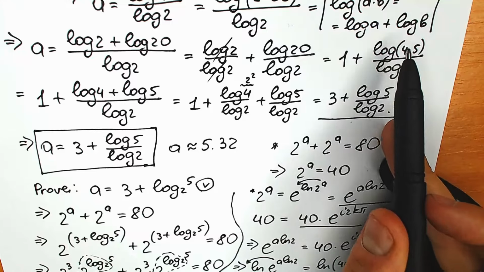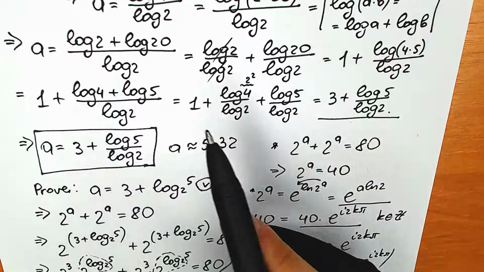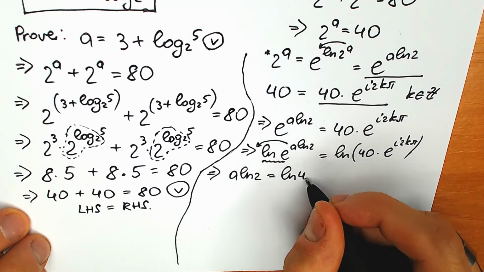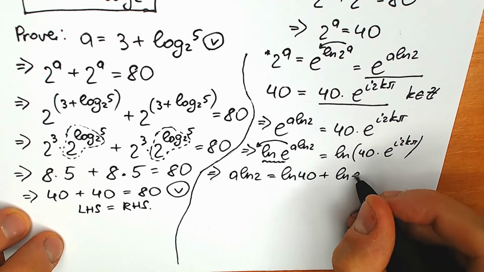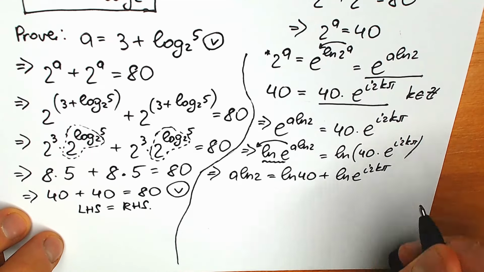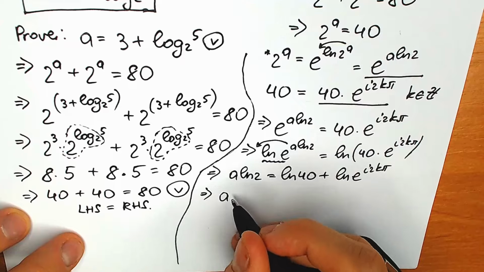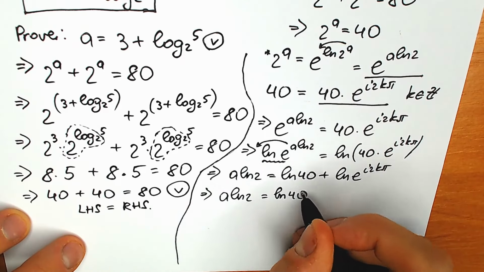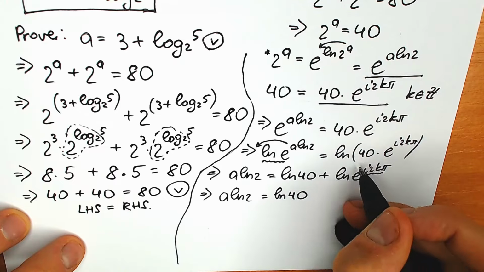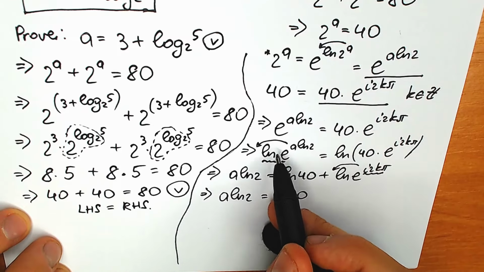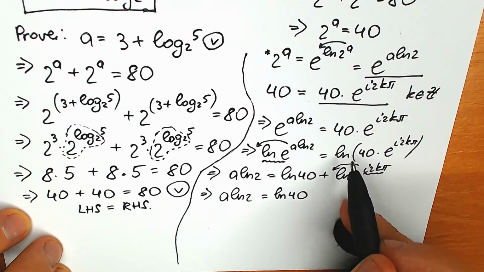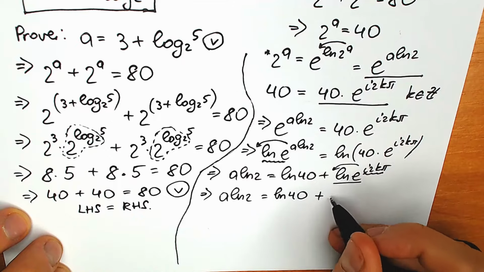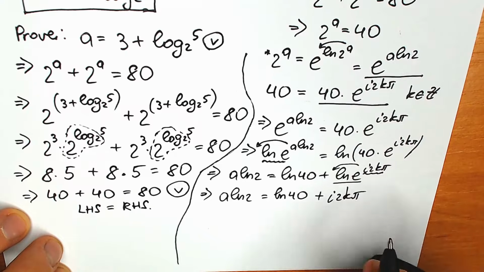So from here, yeah, we had it before. We write it as a sum. So we have natural log of 40 plus natural log of e to the power i 2k pi. Right now, a natural log 2 equal to, right here we have natural log 40, but this i 2k pi, we can write in front of it, doing the same thing as we did before. So we write this power in front of it, and natural log of e equals 1. So as a result, we have plus i 2k pi.